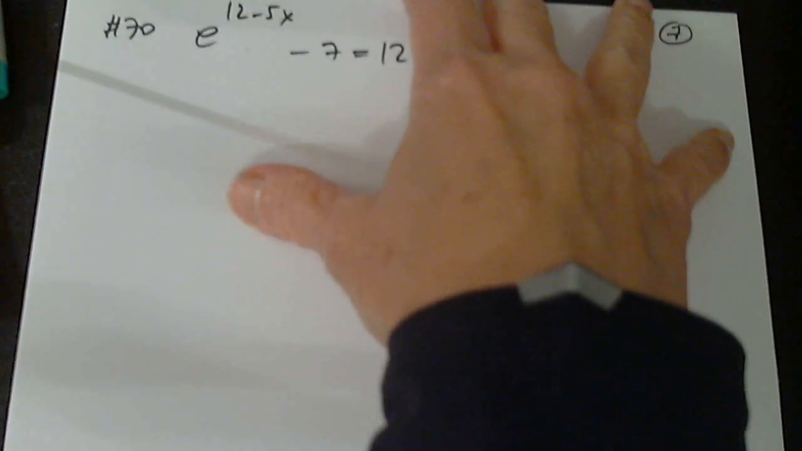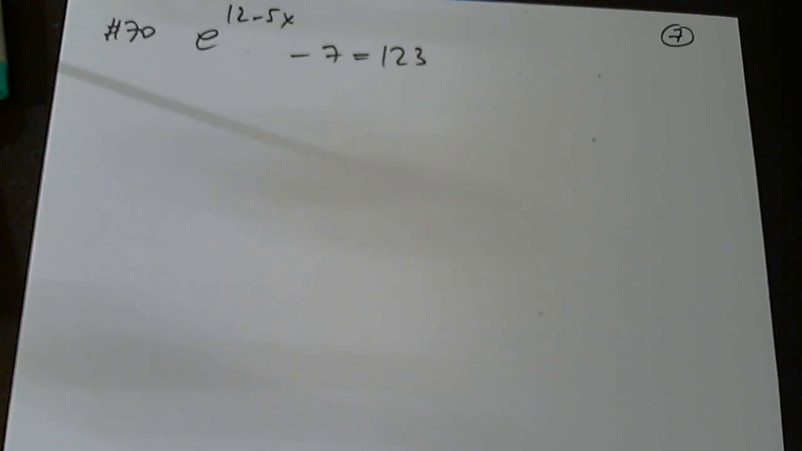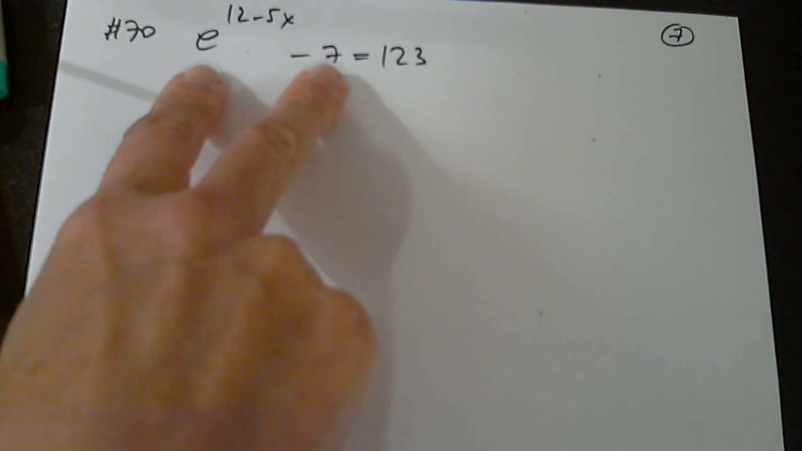Good. In 70 we have e to the 12 minus 5x, minus 7, equals 123. Perfect. It's all the same theme. What are we going to do first? What is the first step? So e to the 12 minus 5x, minus 7, equals 123. You'll add 7. Absolutely, clean it up. It's not cleaned up and it's not ready for applying log because I cannot apply log to a difference.